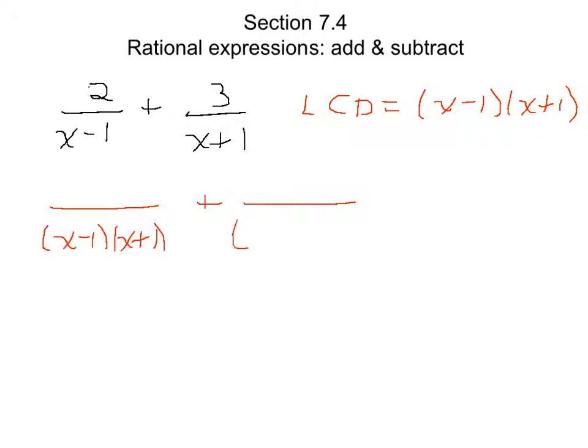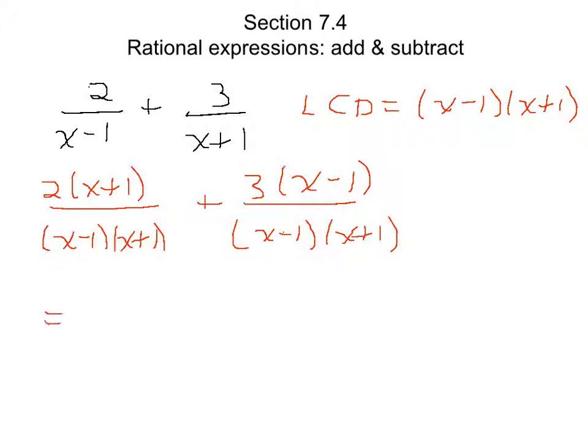This is kind of what we were doing at the end of the last video. And so we ask the question, what do I multiply this by to get this? And the answer is x plus 1. So that's what I multiply the 2 by. Same thing here, I have to multiply the 3 by x minus 1. So now I have a common denominator.